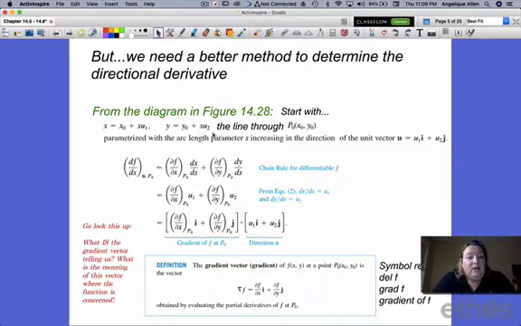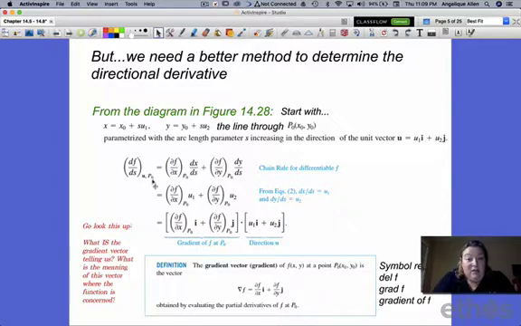So we're still going to use our line parameterized according to arc length. We're still going to use the point that this goes through projected down into the xy plane, and we're still going to use u, the direction that we want to take the derivative in. So here's our symbol we looked at before, the derivative of f with respect to arc length in the direction of u evaluated at the point p naught.